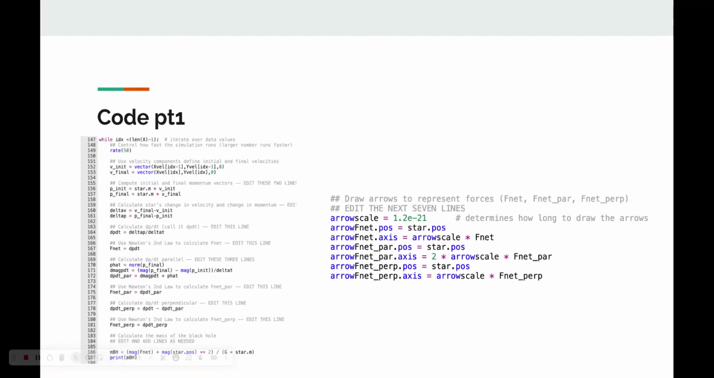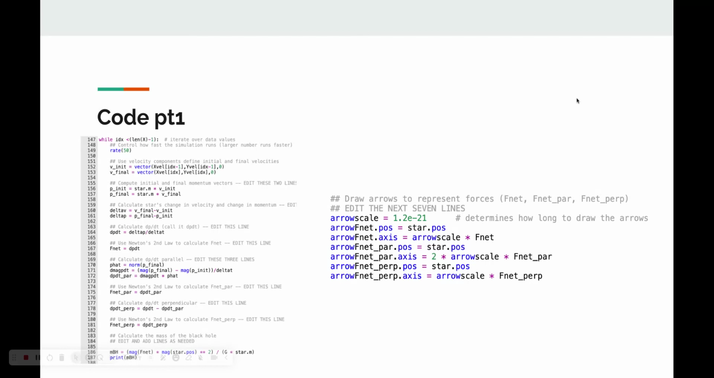The code in part 1 included a while loop where the velocity was updated, the momentum was updated, and dp/dt was calculated, which is the change in momentum over the change in time, which was also equal to the net force. This could then be split up into the parallel and perpendicular components, where the parallel component was calculated by p hat times the magnitude of the change in momentum, and the perpendicular component was just dp/dt minus the parallel component.